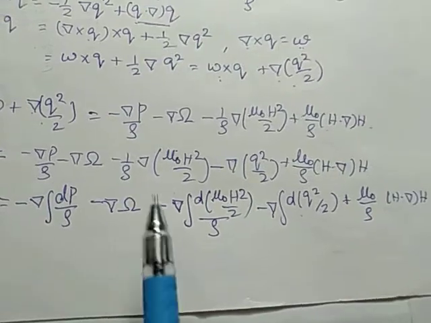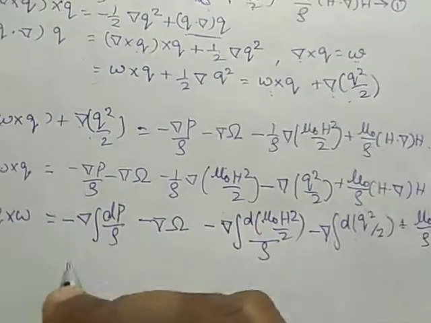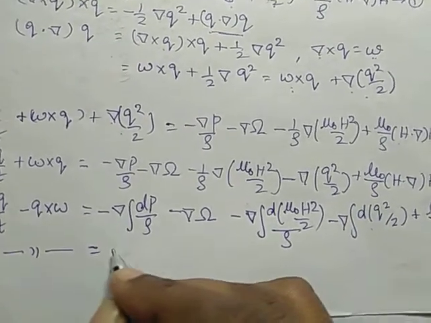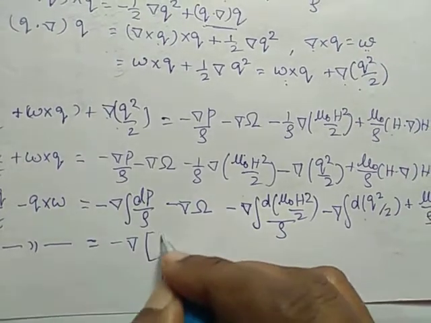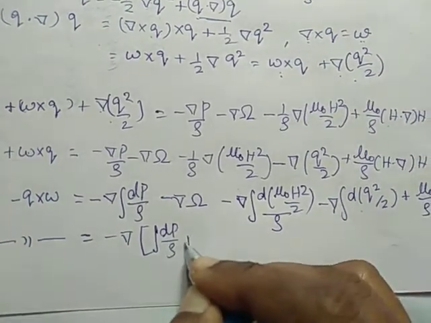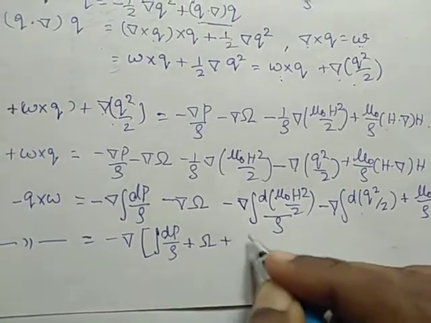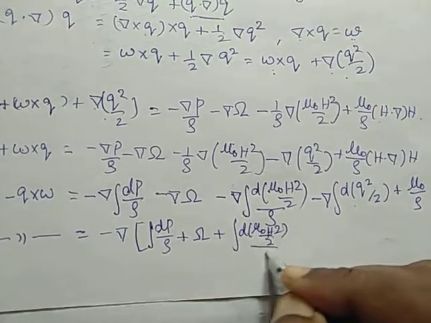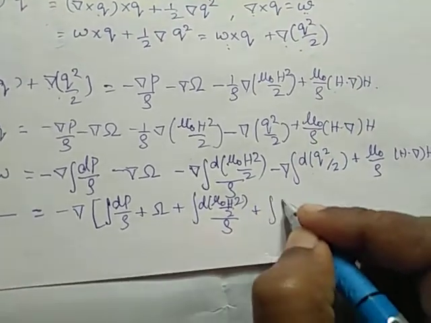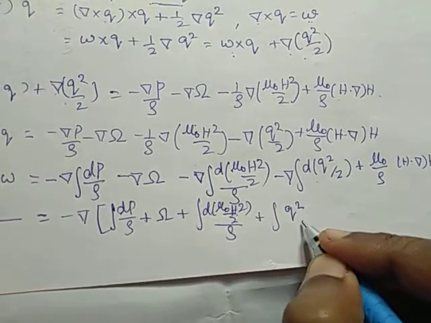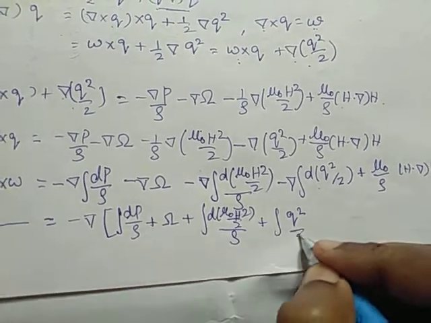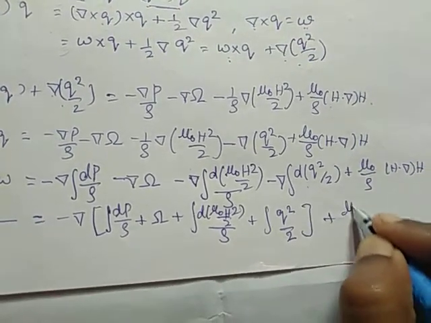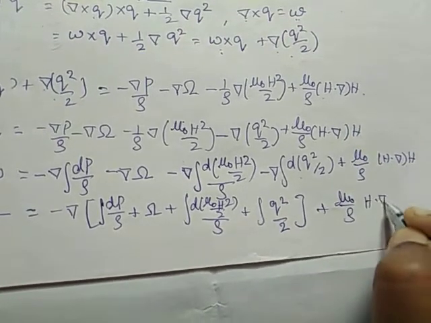Now I can take minus del common throughout. So we will get LHS remains as it is, minus del of integral of dp by rho plus omega plus integral of d mu naught h square by 2 by rho. Here integral of q square by 2. Plus mu naught by rho h dot del remains as it is.